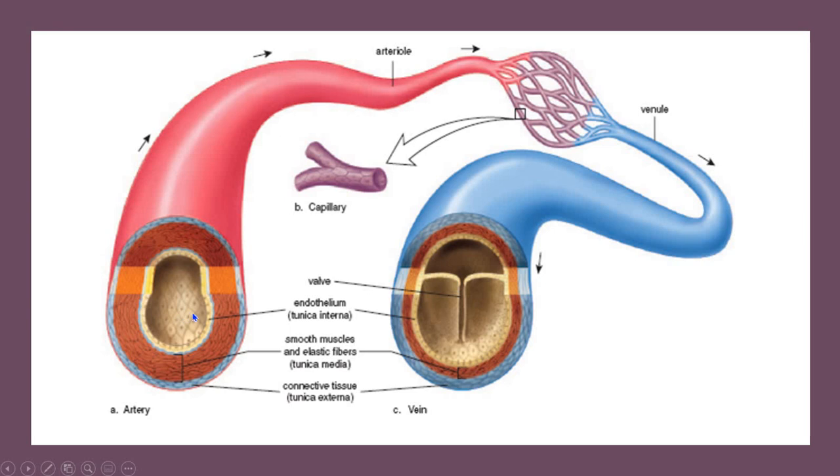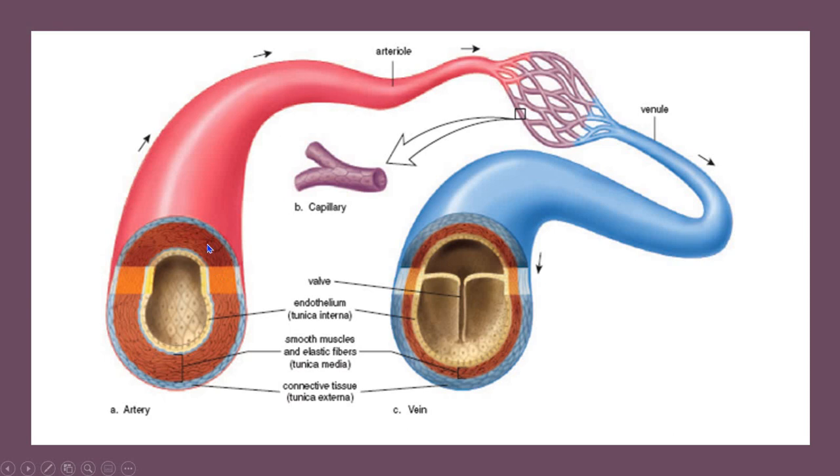Now, you will notice the difference in diameter of the inside. The outside's about the same, but the inside of the blood vessels is very different. The arteries have a much smaller internal diameter because a lot of their diameter is used up with that elastin. And the reality is most of your blood, about 80 to 85% of your blood, is actually found in your veins, not in your arteries.